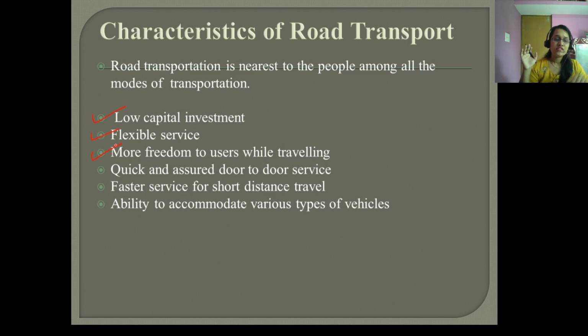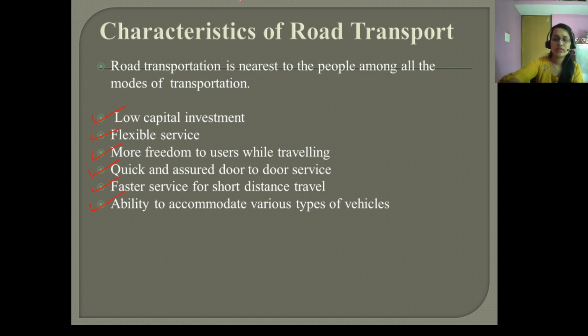It offers faster service for shorter distance travel. In particular, for shorter distance travel, road transport saves time. A train stops at junctions and main stations for comparatively longer time. So road transport offers quick and assured door-to-door service. Then it also has the ability to accommodate various types of vehicles.